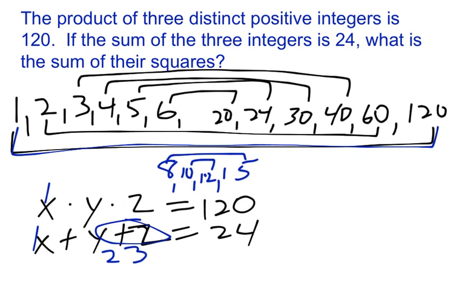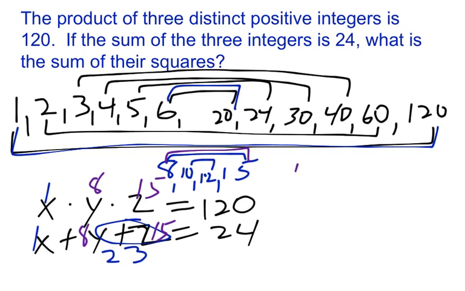And looking at those, I have 6 and 20, that's 26, that's too big. How about 8 and 15? Boom, 8 and 15 work. 8 plus 15 is 23. So I plugged in an 8 and a 15, and that worked right here. 8 times 15 times 1 is 120.